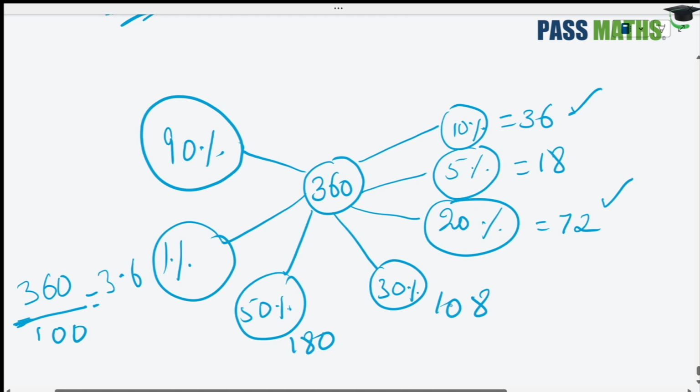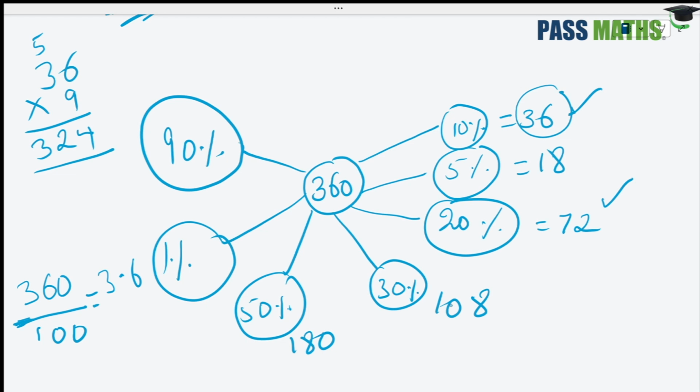Now let's find out 90%. Here 10% is 36. So 36 times 9 gives me 90%. 9 times 6 is 54. 5 carry over. 9 times 3 is 27. 27 plus 5 is 32. So 324. Now let's find out 91%.